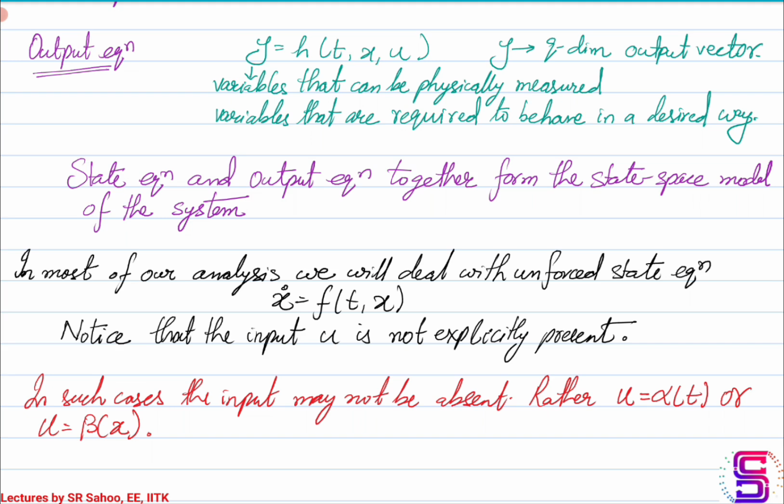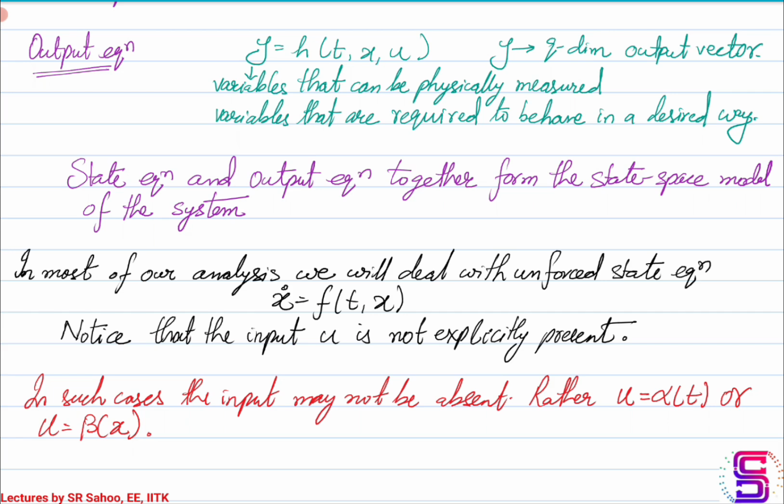Okay, so you won't be explicitly present. Now that does not mean that the input is not present altogether. It's just that the input is either an explicit function of time or an explicit function of x or both. So when I say x dot equal to f of t, x, that essentially means that if at all there is some input, it is either in the form of an explicit function of time or the state vector or both of them, and hence it has been replaced here.